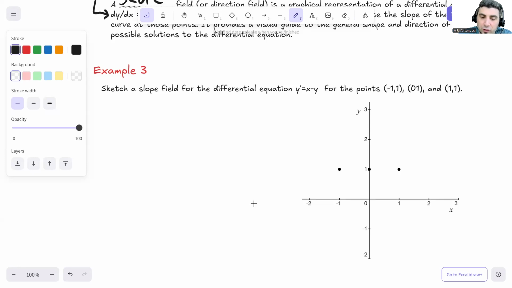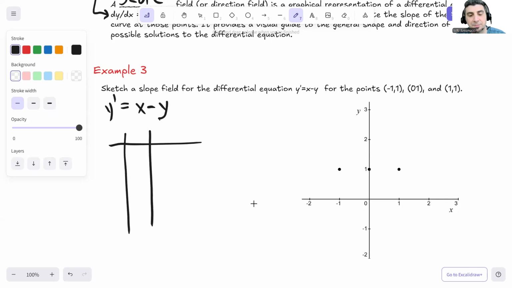So if we want to sketch the slope field for the differential equation y prime equals x minus y for these 3 points, I can make a table of values. The first point is (-1, 1), and y prime is the x value minus the y value, which is -2. So at the point (-1, 1), I would draw a short little tick mark, tangent-line-ish looking thing, that has a slope of -2.